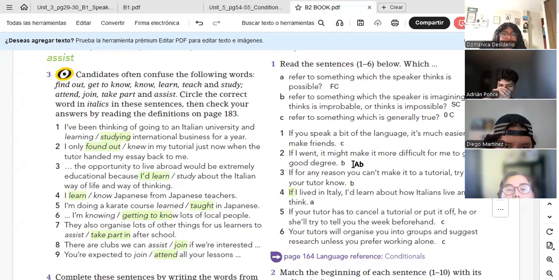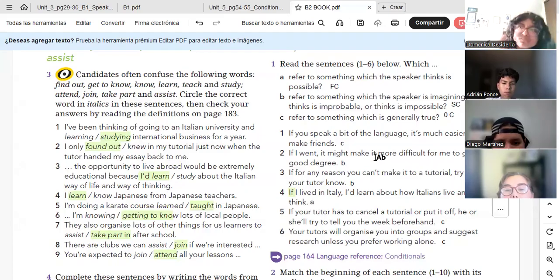If I went, past simple, it might make it more difficult for me to get a good degree. So we say this is a second conditional. Actually, you can replace would with another modal verb. Pueden reemplazar el would por otro verbo modal, como en este caso es might. Pero también lo más común es ver would. So, this is an imaginary situation. So, it's correct. So far, so good.